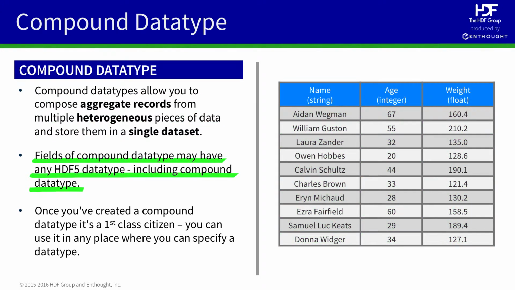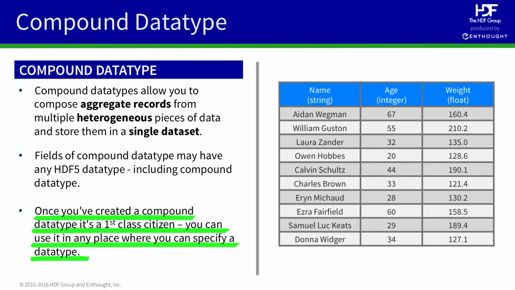The fields of a compound type can have any supported HDF5 data type. That includes things like integers, strings, and floats, but also includes other compound types. And once you've made a compound type, you can use it anywhere the native HDF5 types can be used. That means for making new datasets. It also means for attributes.